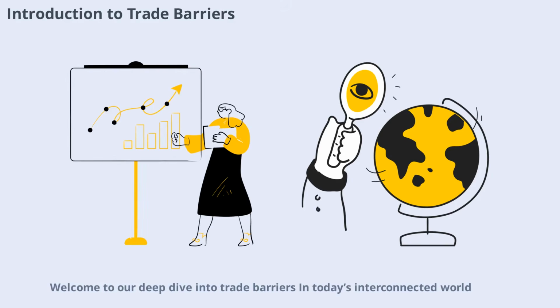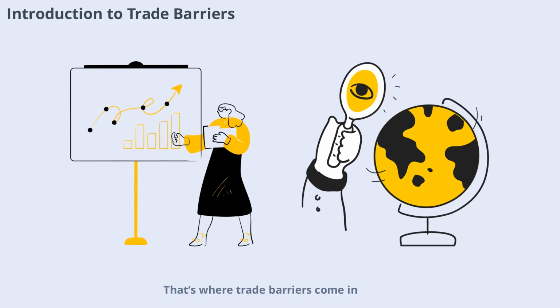Welcome to our deep dive into trade barriers. In today's interconnected world, countries exchange goods and services constantly. But have you ever wondered why some products are more expensive or harder to find in certain places? That's where trade barriers come in. These are policies or regulations that governments use to control the flow of goods across their borders.